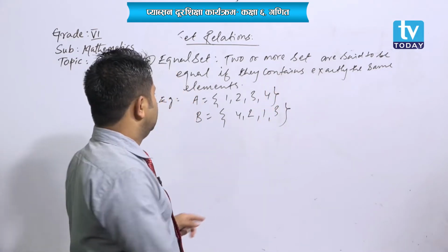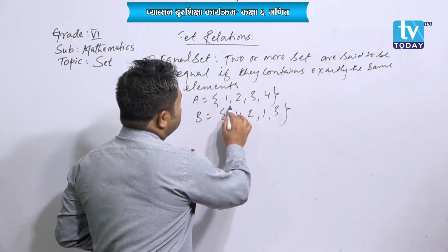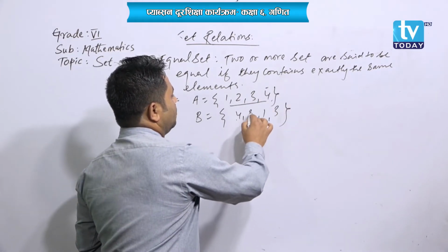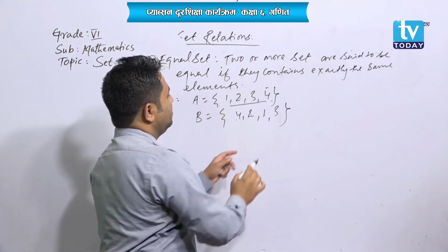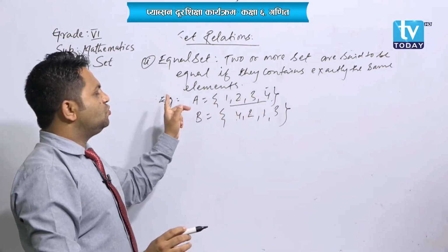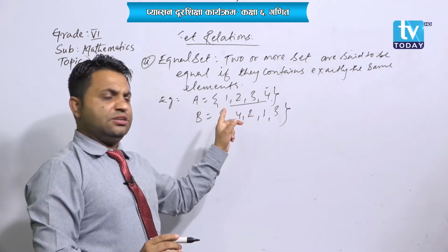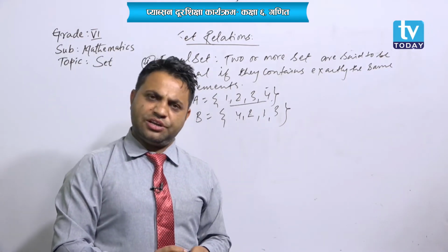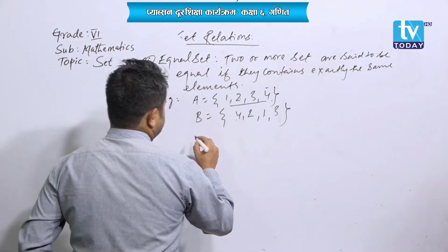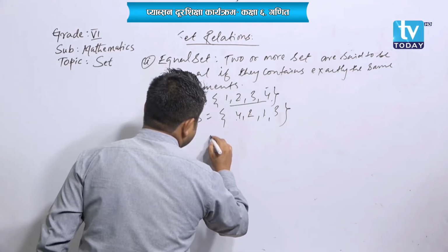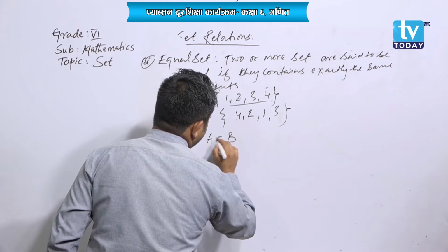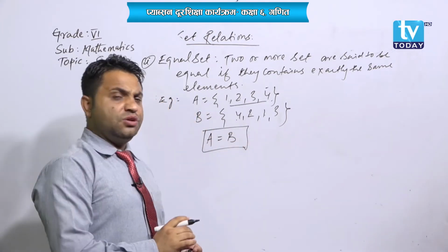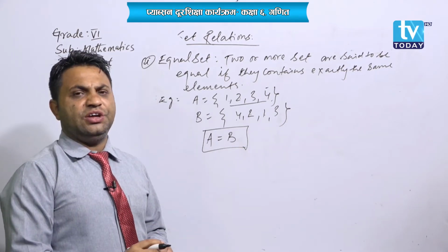and same number. Here in set A 1, 2, 3, 4 and set B also has 4, 2, 1, 3. These two sets are called equal sets. They contain exactly the same number and same elements. So they are called equal sets. We can write equal set as A equals B. If A equals B, then you can say that these two sets are equal.